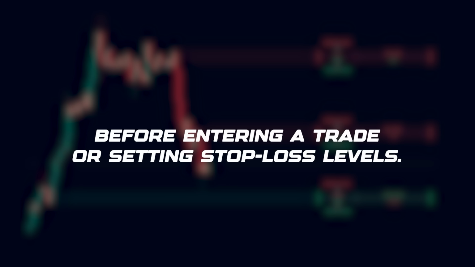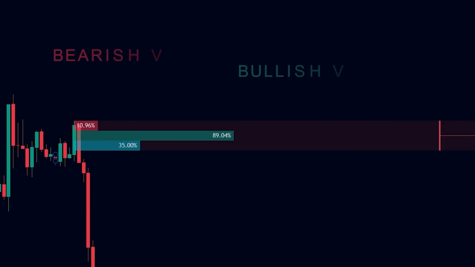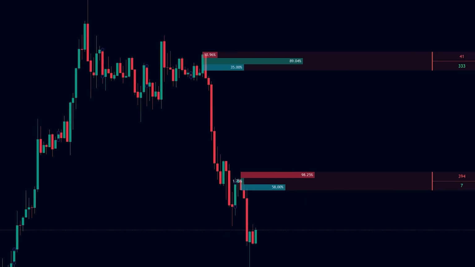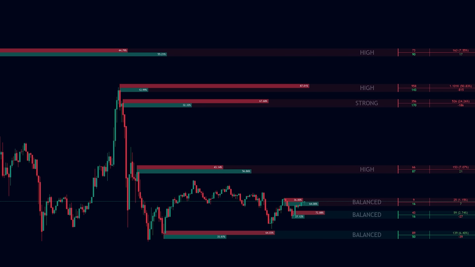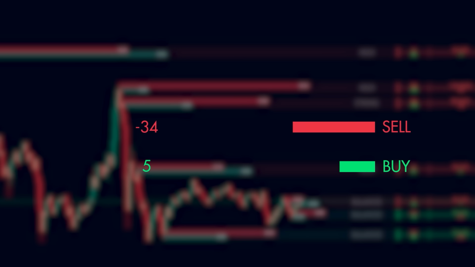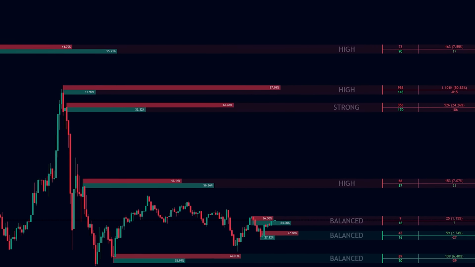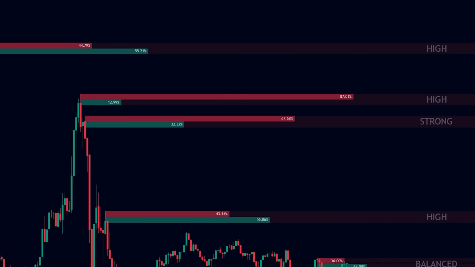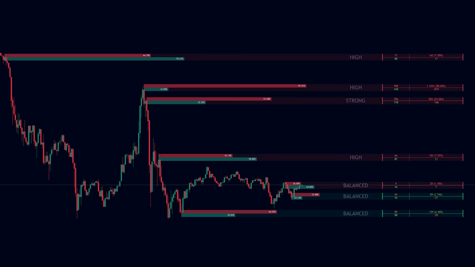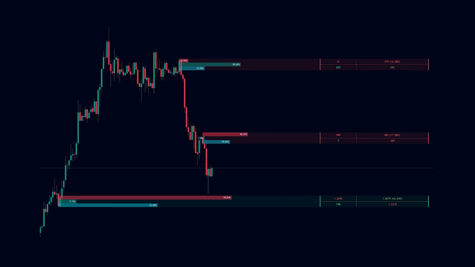When you enable show trading activity, you'll immediately see a detailed percentage breakdown of bullish versus bearish volume within each order block. For example, in the displayed block, 87% bearish and 13% bullish activity signify that selling activity dominated during the formation of this block. These percentages highlight the proportion of total volume contributed by selling, bearish, or buying, bullish orders, offering an in-depth look at market sentiment. This feature is essential for identifying zones with heightened institutional activity, as it helps you assess whether a block is likely to act as resistance or support.